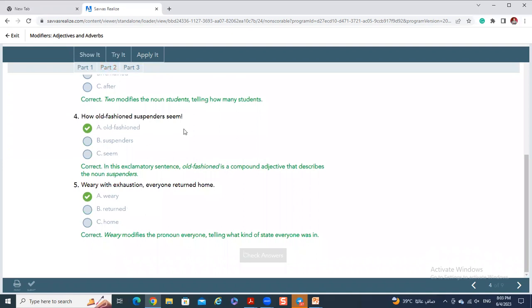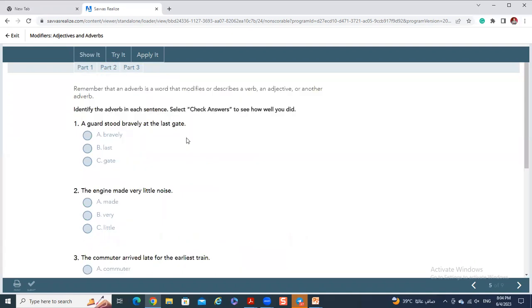Okay. Let's go to part two, and it's going to be a little bit harder. Here, we need the adverb. The adverb modifies a verb, an adjective, or another adverb. Most of the adverbs end with ly. Okay, Engineer Taha.